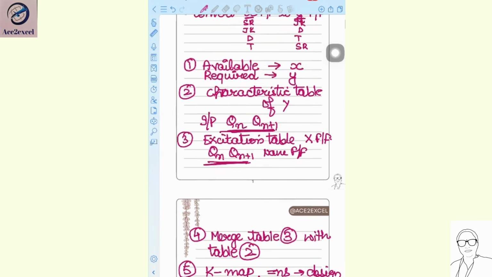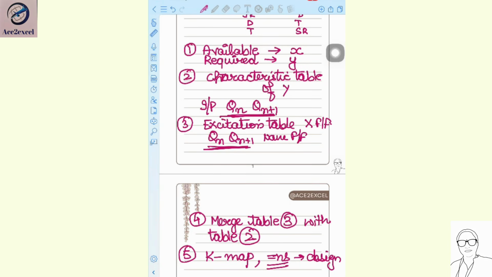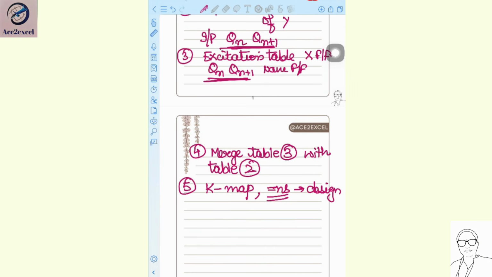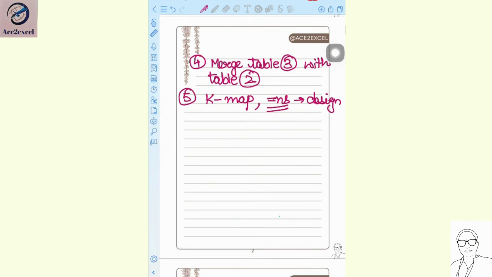So these are the basic steps. What are the basic steps? Determine the available and required flip-flop. Then make the characteristic table of the required, make the excitation table of the available, then merge both the tables, make the K-map, and whatever is the output or the equation of the K-maps, that is to be used for designing. So we'll be doing one question, and the question is: convert JK to D.